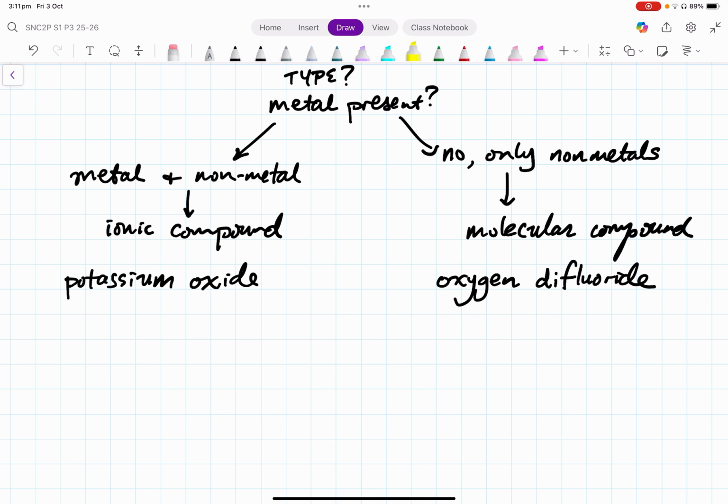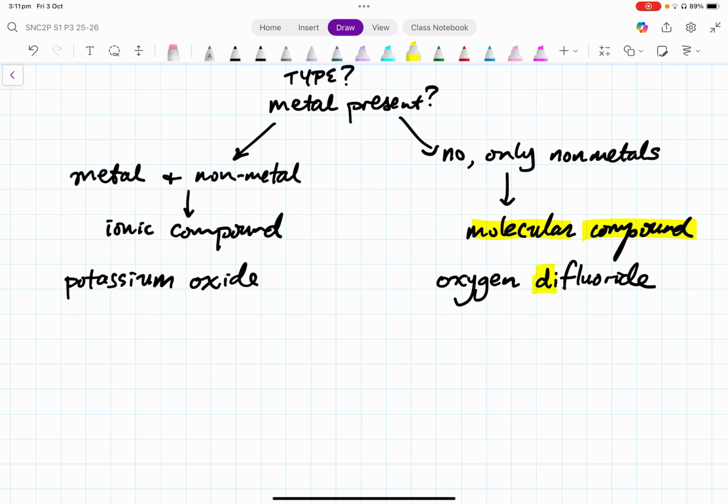Now, the giveaway for molecular compounds in their name, you're going to see this thing. Look for the Greek prefix: mono, di, tri, tetra, penta, hexa, hepta, octa, nona, deca. Those are all the Greek prefixes we have to use.